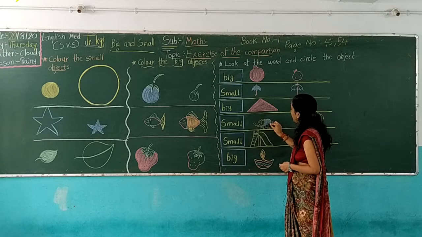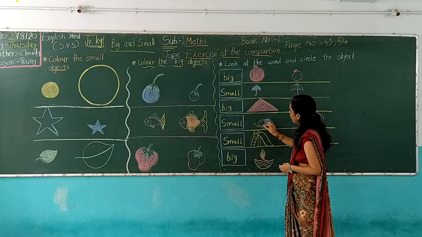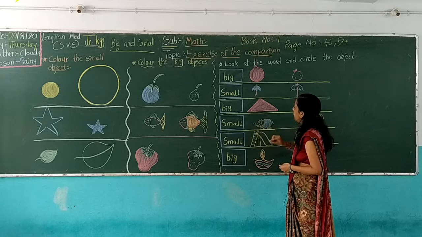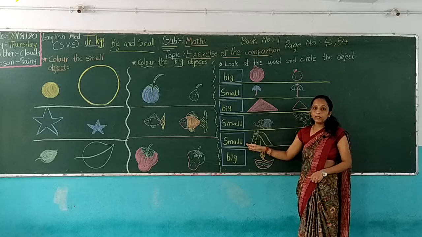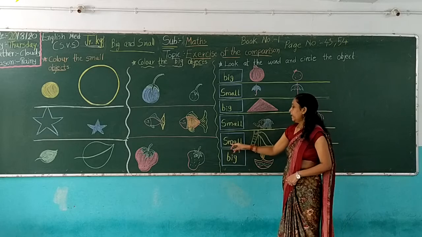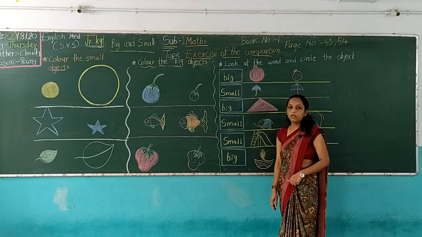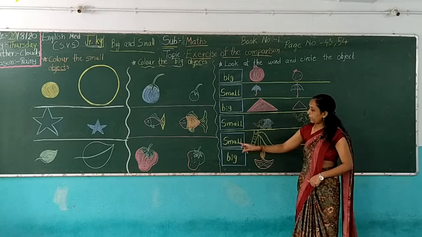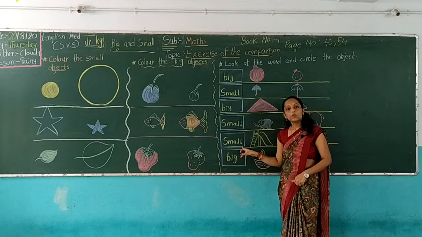Don't go out of the line. And color only the small elephant. Again, one more time. Which word is right here? S-M-A-L-L. Small. Read with me again one more time. S-M-A-double-L, small.